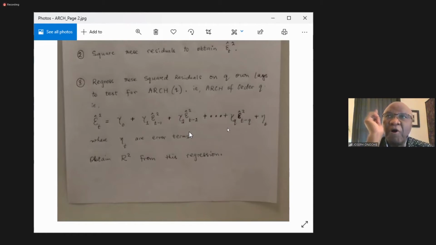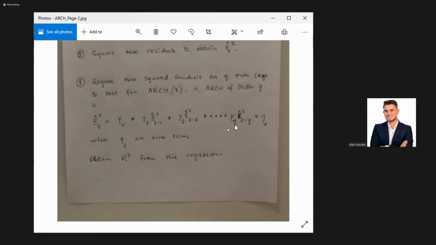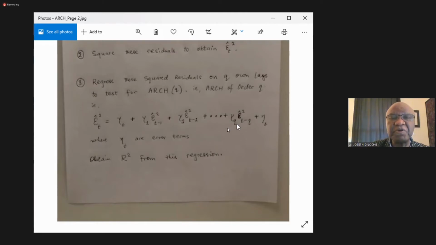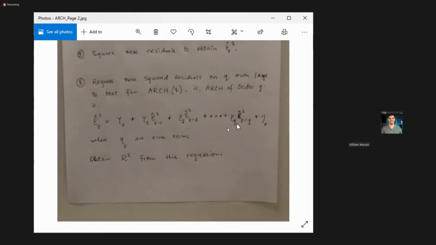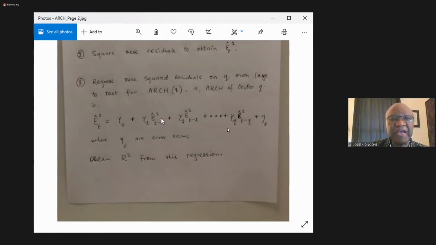Guys, if there is no ARCH effect, I don't need to go further. If there's no ARCH effect, what will my coefficients be, this gamma 1, gamma 2, gamma 3, and gamma q? If it's homoscedastic, what should they be? Zero, of course. Because if they are zero, it means that the squared residual at every time does not depend on previous squared residuals. If that is the case, then there is no ARCH effect.